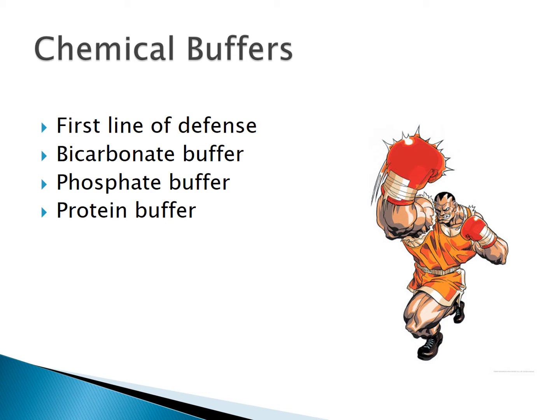Your bicarbonate carbonic acid buffer system is also included in this, your phosphate buffer system, and then your protein buffer system. Your protein buffer system is the most common one, and this is a very rapid response also. This includes your albumin, your globulins, and your hemoglobin, which binds with your hydrogen.